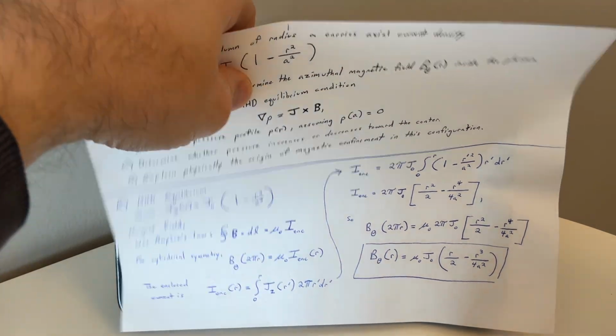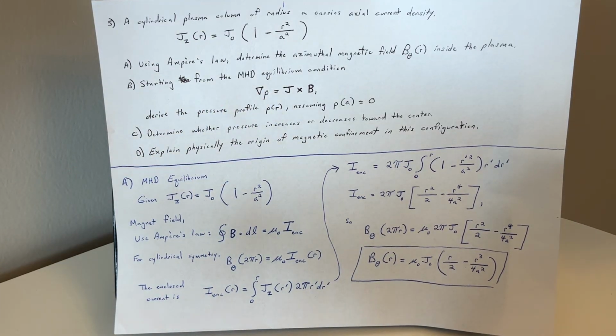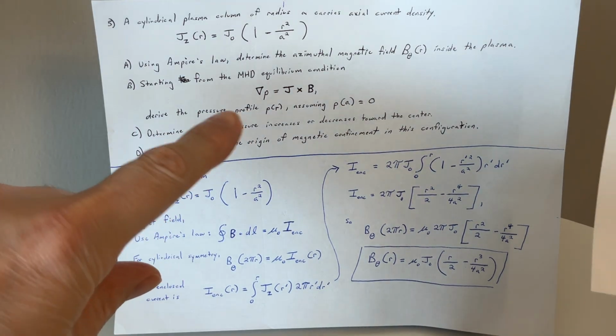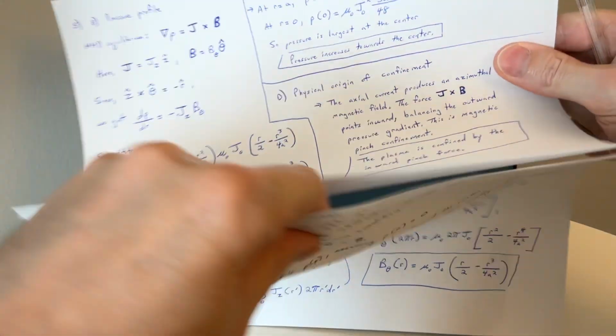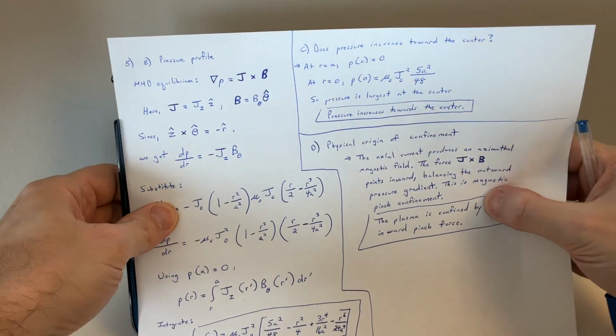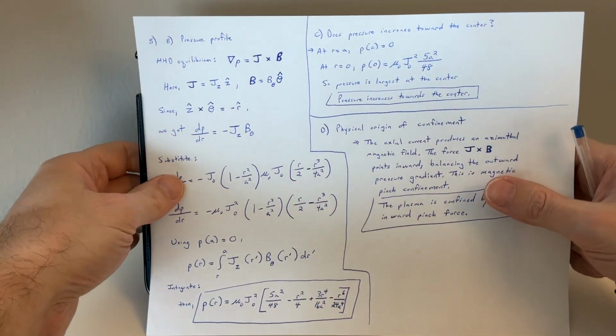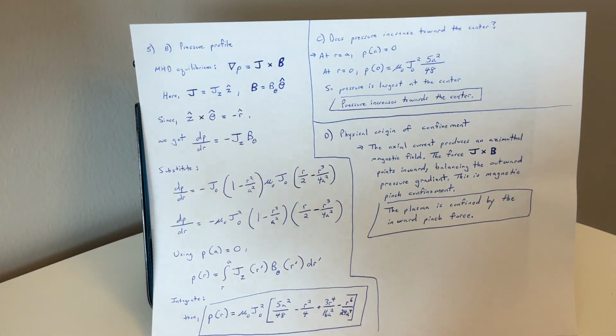For part B, starting from the MHD equilibrium condition, here's what we're given. That del operator there equals J cross B. Okay, sorry about that. And this is for pressure.